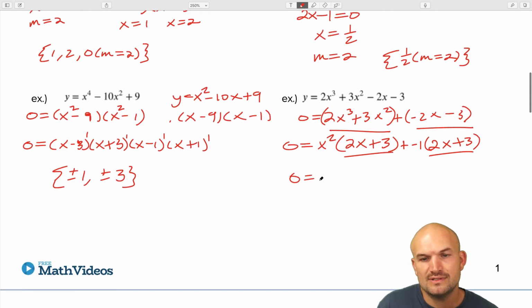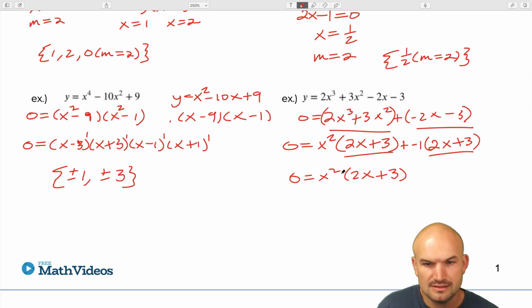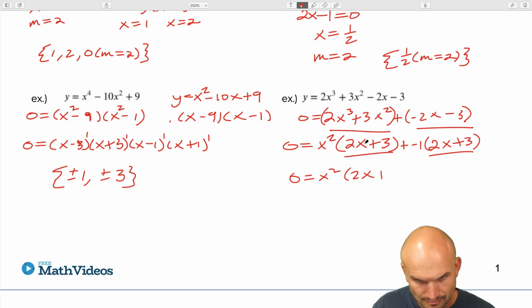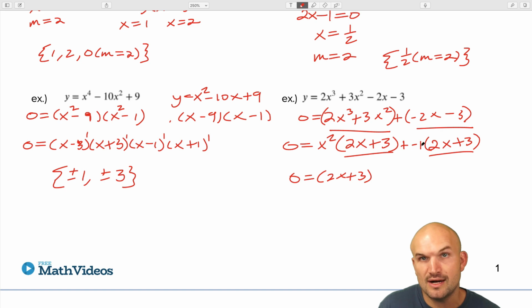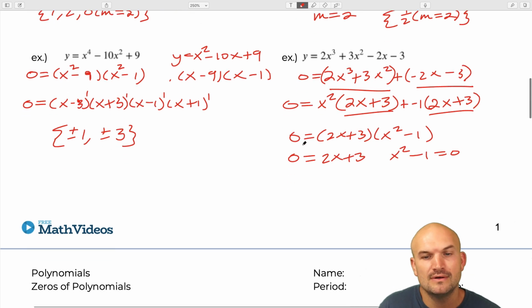Okay, now you can see I can factor out this 2x plus 3. So I get 0 equals x squared times a 2x plus 3. And factor that out, and that will be a 2x plus 3, and what's left over? An x squared minus 1. Okay, now we can go ahead and set these both equal to 0. So therefore, again, this is a 2x plus 3, and this is going to be an x squared minus 1 equals 0. So therefore, x equals a negative 3/2, and x equals plus or minus 1.